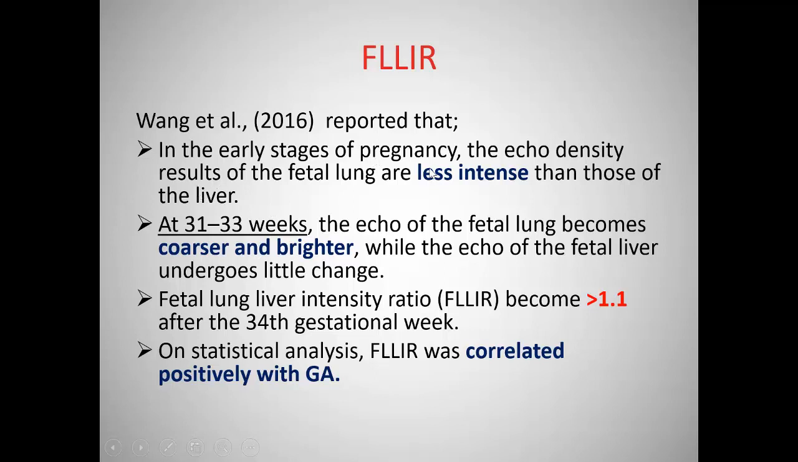In the early stages of pregnancy, the echo density results of the lung are less intense than those of the liver, and then starting from 31 to 33 weeks, the echo of the fetal lung becomes coarser and brighter, while the echo of the fetal liver undergoes little change, so there will be a difference between the fetal lung and the fetal liver. The fetal lung-liver intensity ratio becomes more than 1.1 after 34 weeks gestational age, and on statistical analysis this ratio is correlated positively with the gestational age.